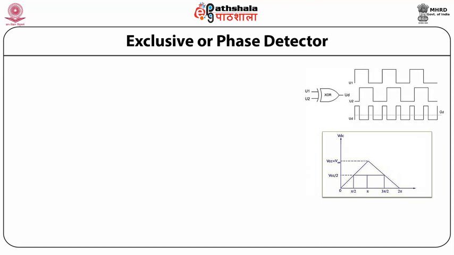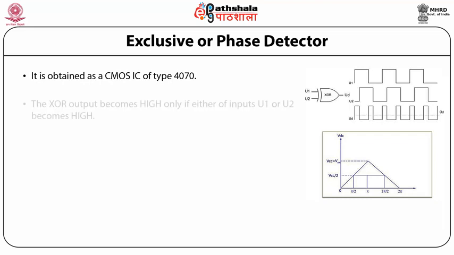Exclusive OR phase detector. This is the schematic for the XOR, or exclusive OR, phase detector. It is available as a CMOS IC of type 4070. Both frequencies are provided as input to the XOR phase detector. The XOR output becomes high only if either one of the inputs, U1 or U2 as shown here, becomes high.